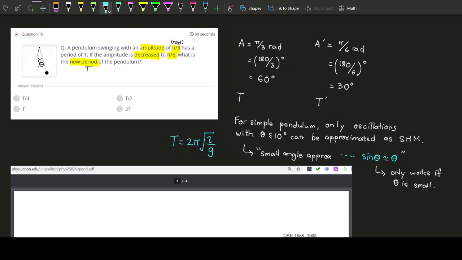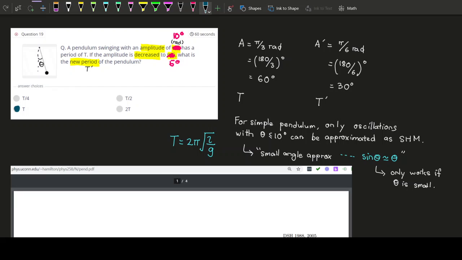So if I want to ask any question regarding a simple pendulum, I should change the amplitude to be within 10 degrees. It probably can change from an amplitude of 10 degree to 5 degree. Well, let's just do that. Let's say this is now no longer 60. This is an amplitude of 10 degree decreasing to an amplitude of 5 degree. So what is the new period of the pendulum? Pause the video and think of the answer. Okay, for this question, the answer is that the period will not change.